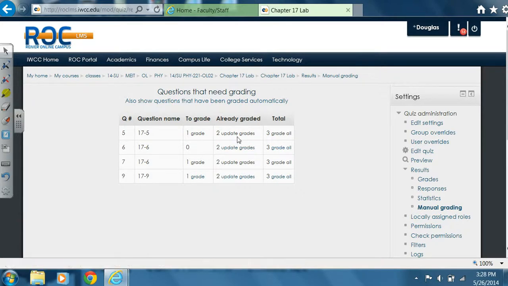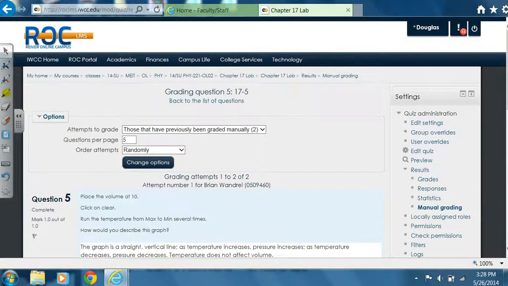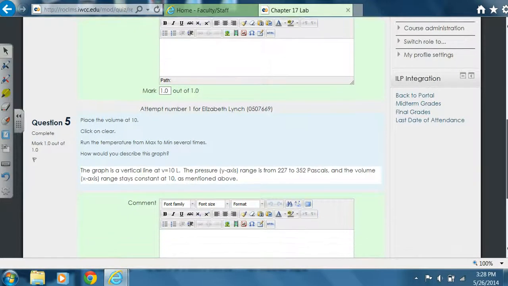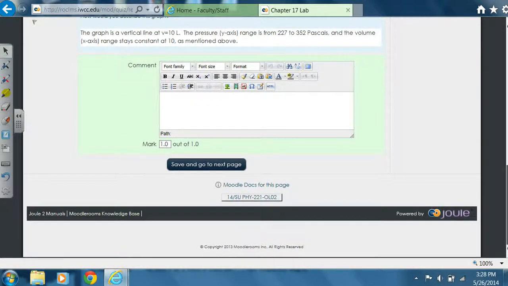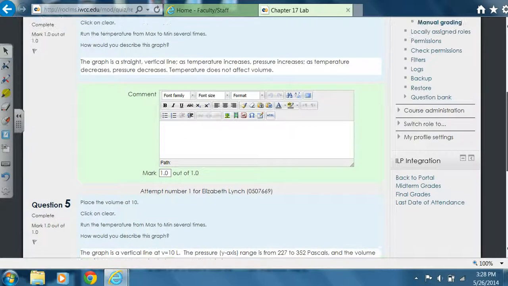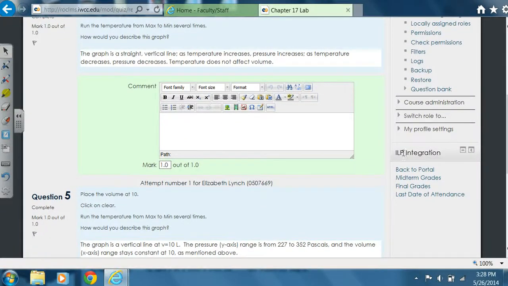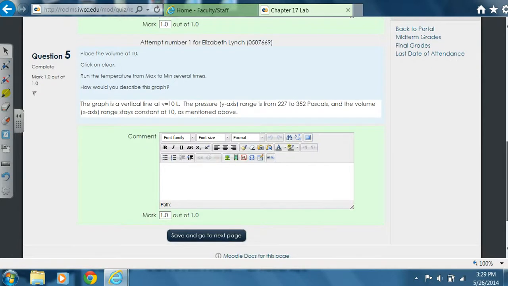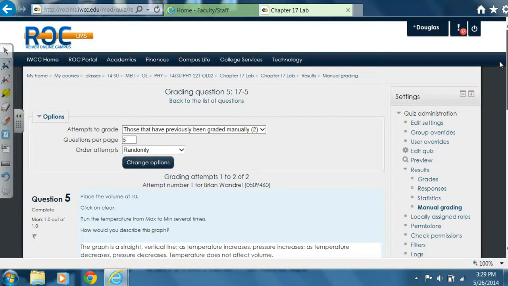Okay, so I'm going to look at 2 grade 0. Okay, so I got 2 grade 1. So this is question number 5. It's now going to show all the question number 5s of everybody. Okay, so this one's already graded. The graph is a straight line. You get a point. Okay, and this one's already graded too. So there's no one to be graded there.